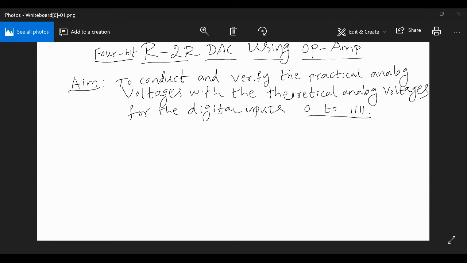Now, we have the analog output voltage equation, where we can calculate the analog output voltage theoretically for different input combinations, which are in digital form. And we have to verify those theoretical values with the practical circuit. The circuit is there. We have to wire the circuit and get the analog output voltages. Those practical analog output voltages should be compared with the theoretical analog voltage, which is calculated using the output equation that we will see in the coming slides.